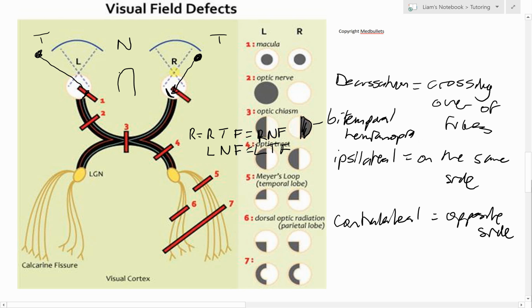So you can see that if we divide our eye in half, our left temporal is here, our right nasal is here. We're essentially affecting the left field of view in each eyeball. So we get a picture that looks a little bit like this. This has got a pretty cool name. This is called a homonymous hemianopia.